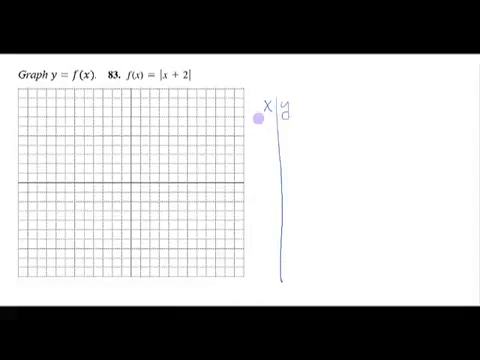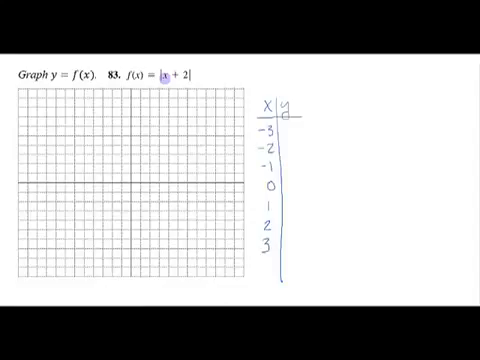Let's graph these functions, and it might be a good idea, if you're not sure what the graph will look like, to go ahead and make a table of values. For this one, let's go ahead and make a t-table. Let's go with integers from -3 to +3. Gives us a nice range of negative and positive numbers and 0.